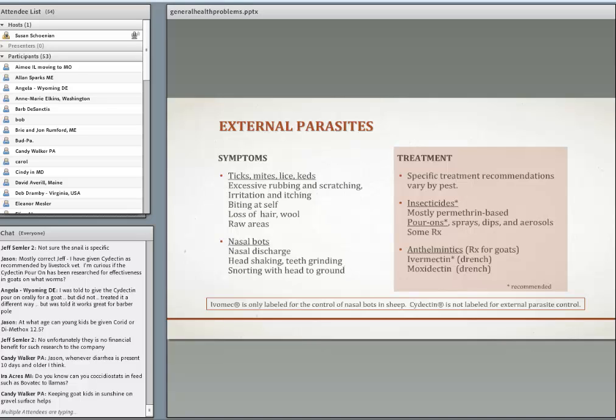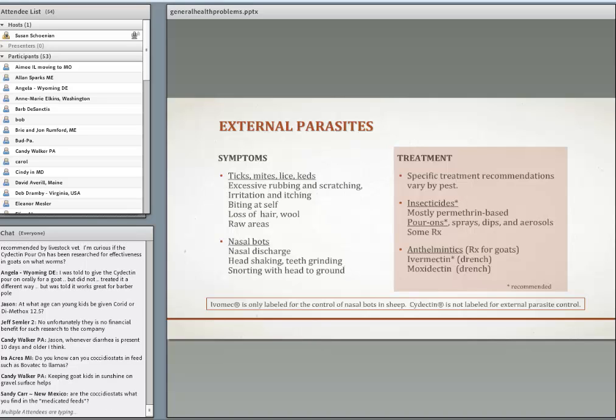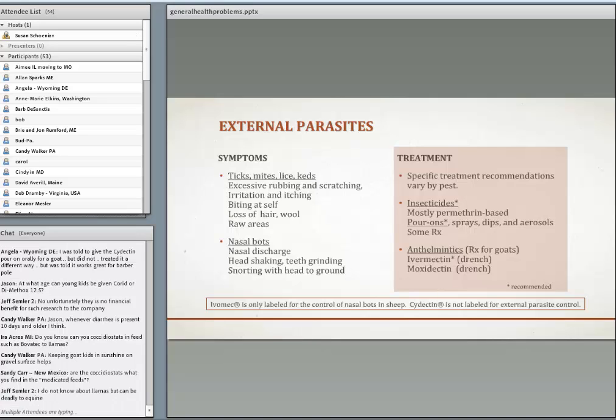What kind of symptoms do we see? Excessive rubbing and scratching, irritation and itching, biting at themselves, losing hair, losing wool, raw areas. In the case of nasal bots, a little bit different than the others. They're a parasite that actually gets into the nasal passages. Nasal discharge, they'll shake their head, teeth grinding, they have their heads low to the ground. Probably more of a problem with sheep than it is goats.